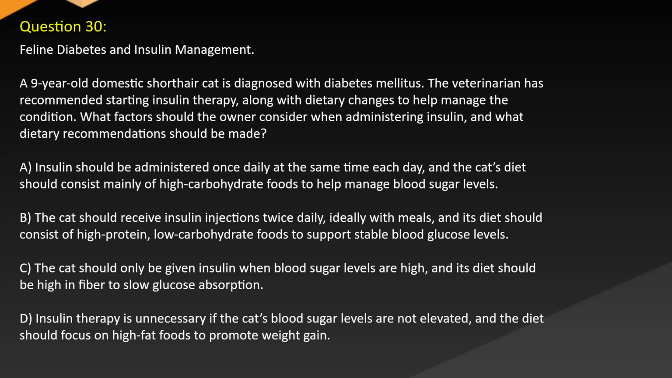B. The cat should receive insulin injections twice daily, ideally with meals, and its diet should consist of high protein, low carbohydrate foods to support stable blood glucose levels. C. The cat should only be given insulin when blood sugar levels are high, and its diet should be high in fiber to slow glucose absorption. D. Insulin therapy is unnecessary if the cat's blood sugar levels are not elevated, and the diet should focus on high-fat foods to promote weight gain.